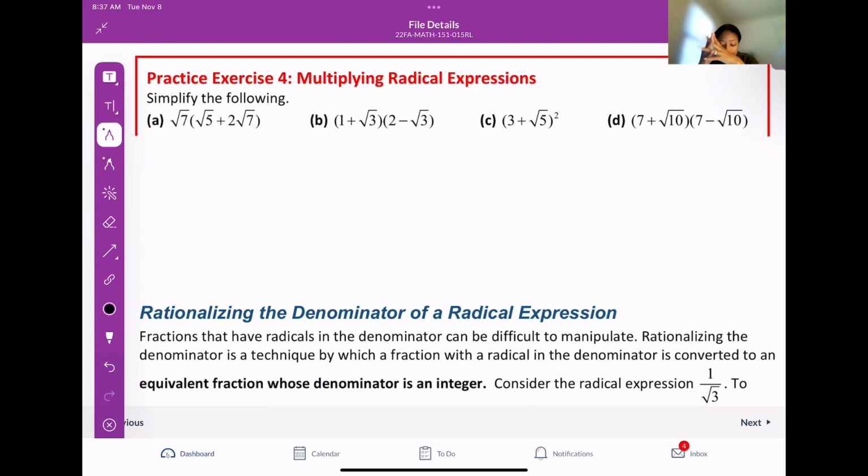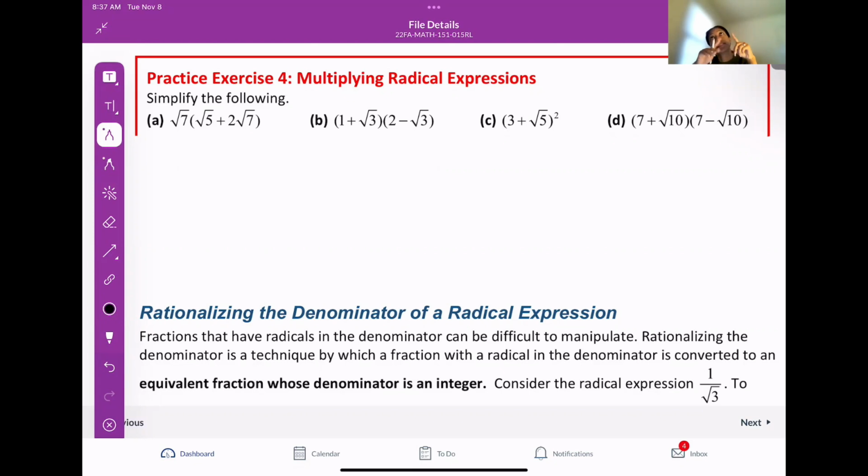If you look at part B, we have 1 plus the square root of 3 times 2 minus the square root of 3. So the 2 terms are 2 binomials. We learned how to multiply terms like that by using the FOILing method. Okay, part C, 3 plus the square root of 5 all squared. Again, we can use FOILing for that as well. And for part D, we can FOIL.